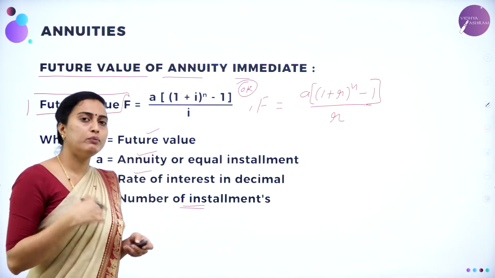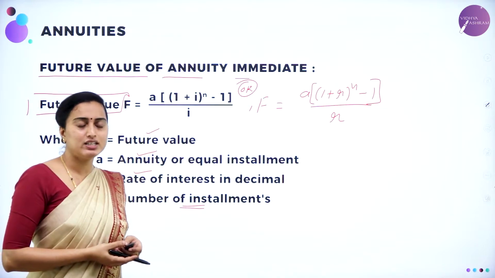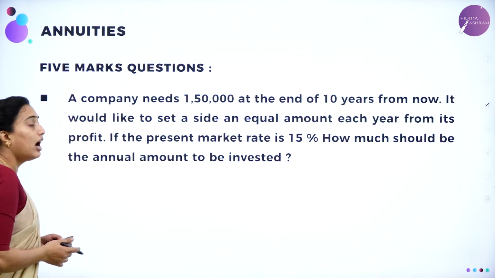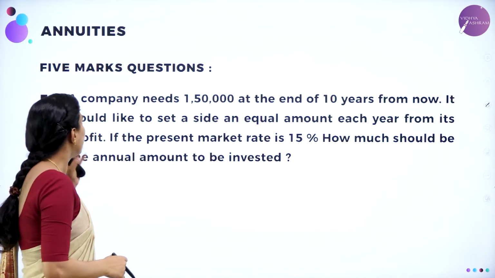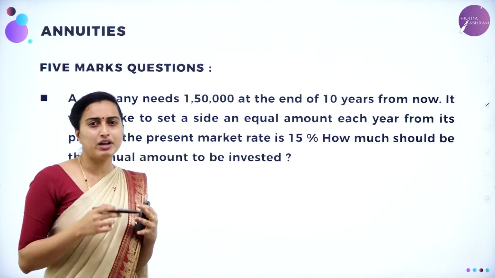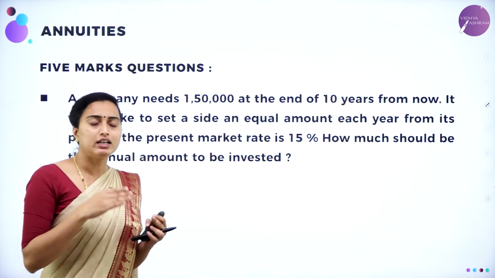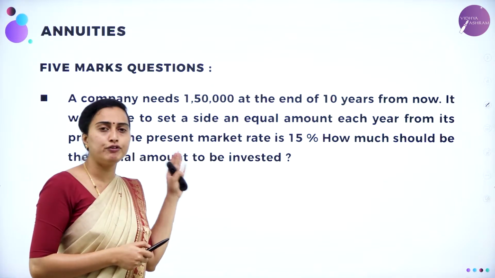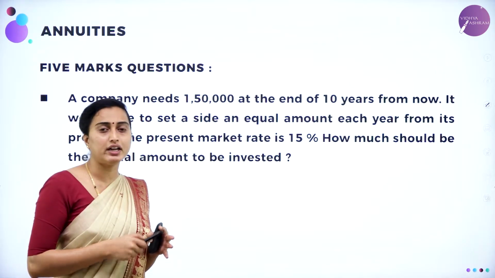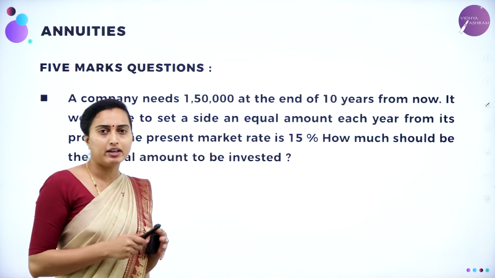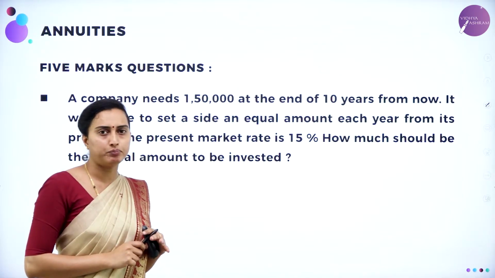Understood? Now we'll move on to solving the problem, dear students. We'll be moving directly to the 5-marker question. From this chapter, you won't have 2-marker or 3-marker questions. For the future value of the annuity immediate and the present value of the annuity immediate, there are just 5-marker problems directly.